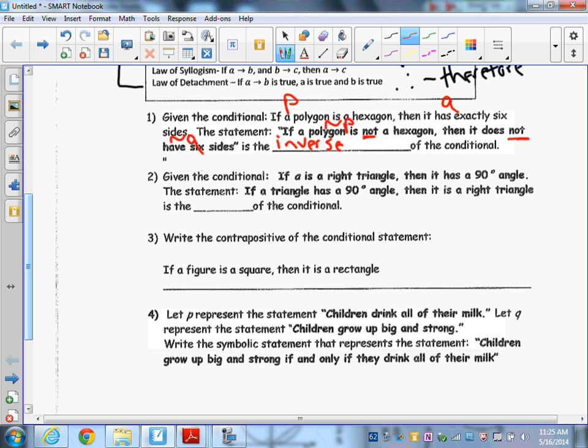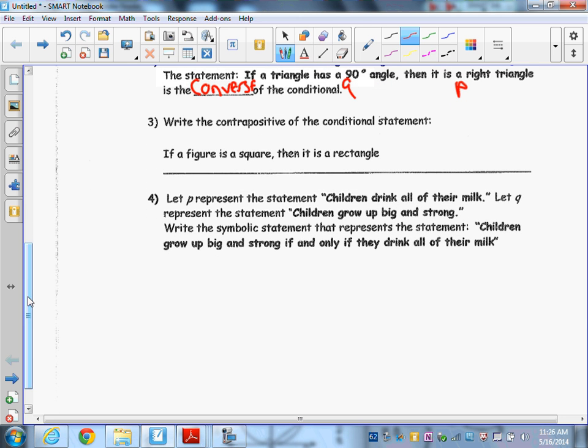Let's take a look at question 2. So we have this statement, if A is a right triangle, then it has a 90-degree angle. So we have if P, then Q. And what we have here is Q, then P. All we're doing is flipping it around. So that means it's the converse. So we've talked about inverse, we've talked about converse.